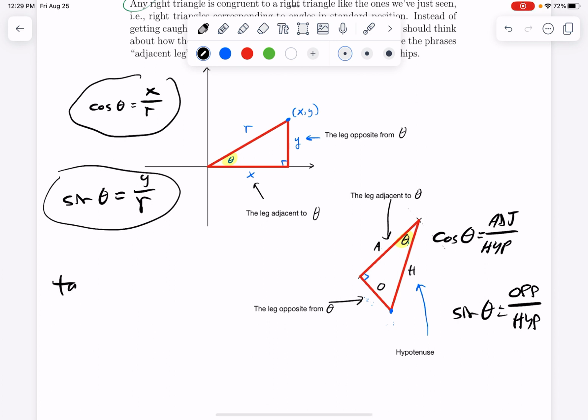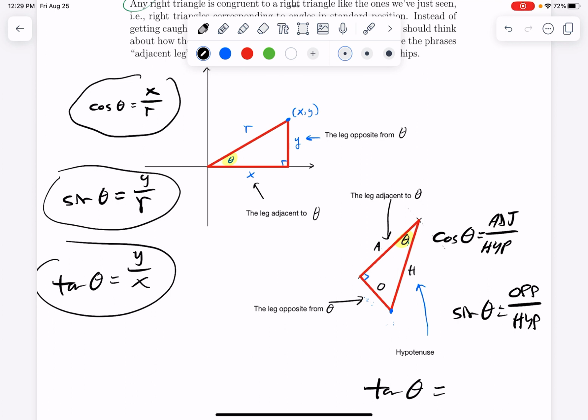How about tangent of theta? Tangent of theta we would get by doing y over x. Tangent of theta over here, well, we don't really have a y and x. We need to remember what they stand for. Y is the leg opposite from theta. X is the leg adjacent to theta. So instead of saying y over x in a really particular way based upon coordinates, we can just say opposite over adjacent in a more general way.